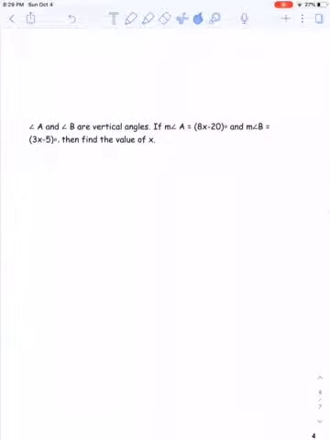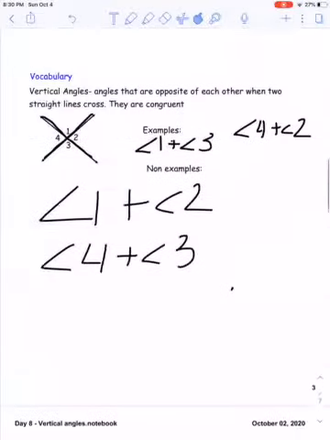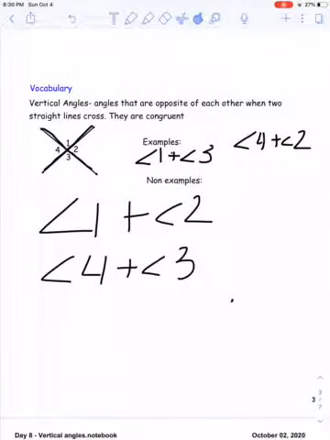Okay. So angle B and angle A are vertical angles. If angle A is 8x minus 20 and angle B is 3x minus 5, find the value of x. So something that I did not say when we were going over this definition is that they are congruent. So if they are congruent, that means that they equal each other. So if angle 1 equals 25, then angle 3 needs to equal 25.